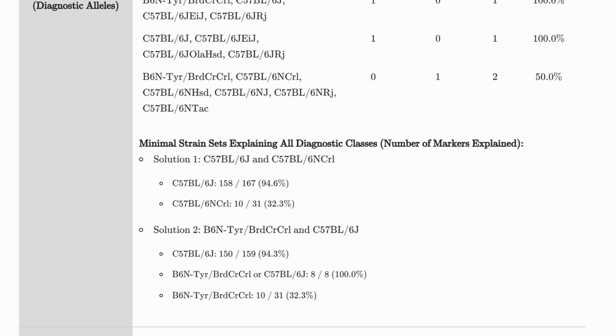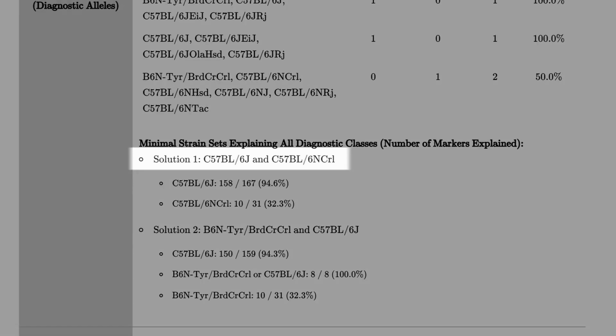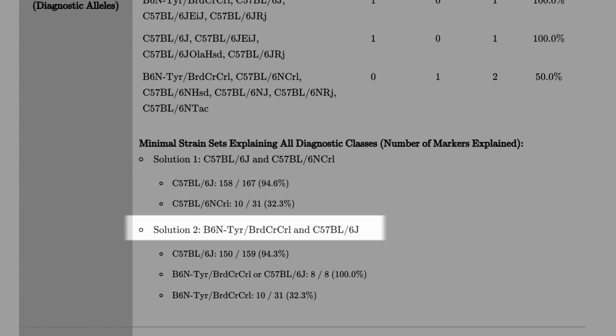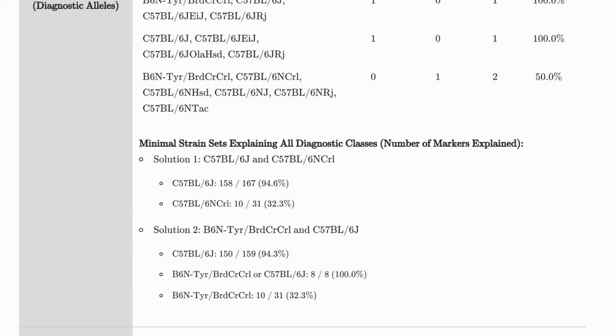A priori, there are 2 equally likely solutions. The first involves B6J and B6NCRL. The second involves B6J and B6N tyrosinase. In a case like this, you may want to investigate which solution is more likely, given the strain breeding history.